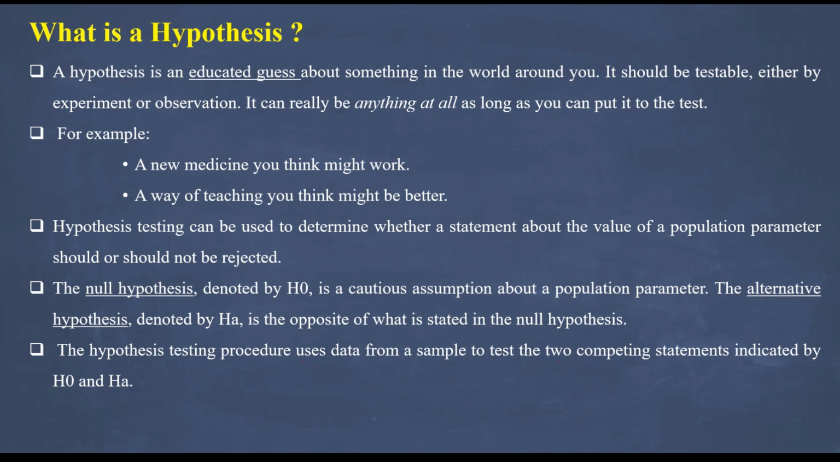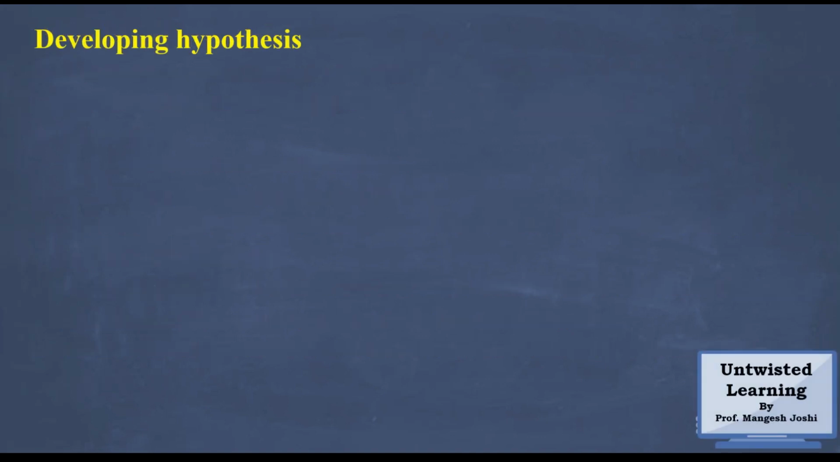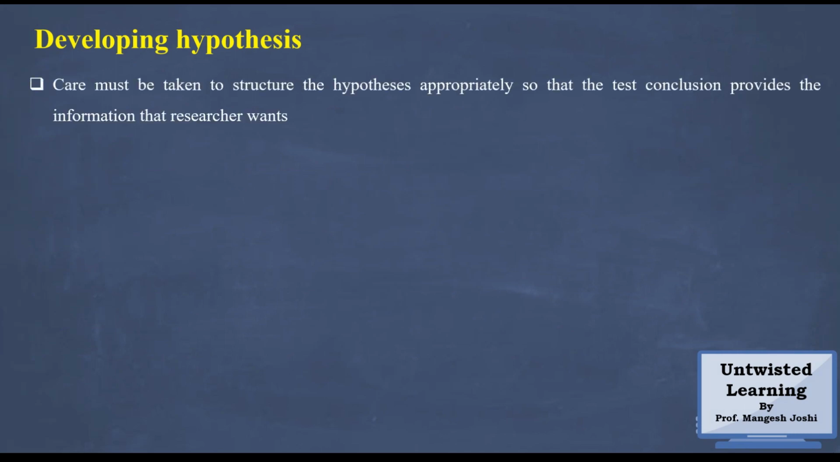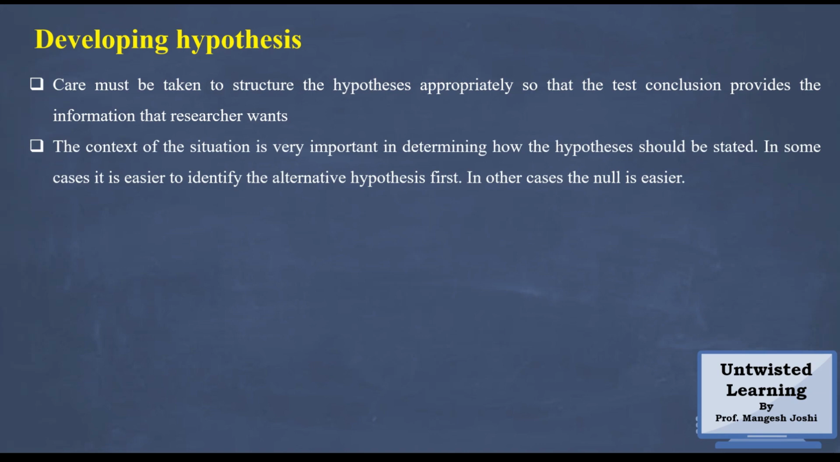The hypothesis testing procedure uses data from a sample to test two competing statements indicated by H0 and HA, that is, the null hypothesis and the alternate hypothesis. Let us see how to develop these hypotheses. Care must be taken to structure the hypothesis appropriately so that the test conclusion provides the information that the researcher wants. The context of the situation is very important in determining how the hypothesis should be stated.